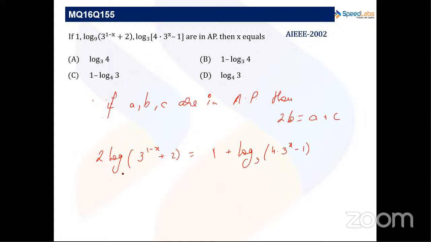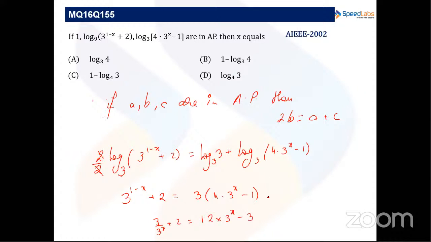Now here this 9 we can write as 3 to the power 2, and we know from the property of log that this power will come in division, so this will get cancelled out, and this 1 we can write as log 3 to the base 3. So we would be getting 3 to the power 1 minus x plus 2 equals 3 into (4 into 3 to the power x minus 1). Now here we are getting 3 upon 3 to the power x plus 2 equals 12 into 3 to the power x minus 3.